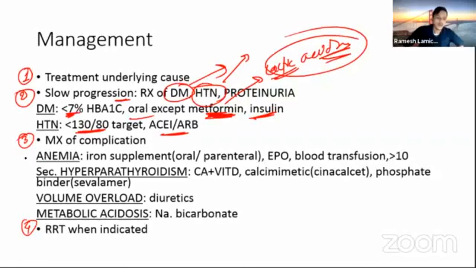এখন মানে স্টেজ ফোর হয়ে গেছে, স্টেজ থ্রি হয়ে গেছে আর পেশেন্টের কমপ্লিকেশন ডেভেলপ করে গেছে, suppose the patient has developed anemia, so আমরা অ্যানিমিয়া কীভাবে ম্যানেজ করবো? So অ্যানিমিয়ার ক্ষেত্রে তুমি আয়রন সাপ্লিমেন্ট ওরালি আর প্যারেন্টালি দিতে পারো, আরেকটা হচ্ছে তুমি erythropoietin সাপ্লিমেন্ট দিতে পারো, আরেকটা হচ্ছে তুমি ব্লাড ট্রান্সফিউশন দিতে পারো। The target level হবে more than 10 gram per deciliter.